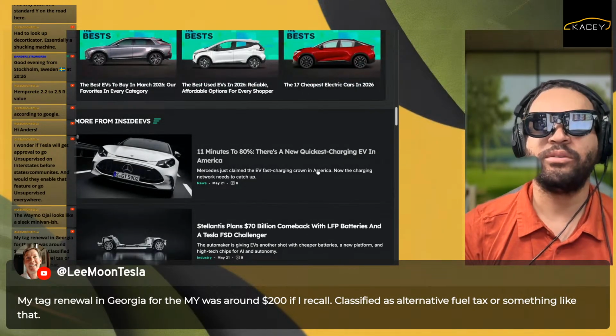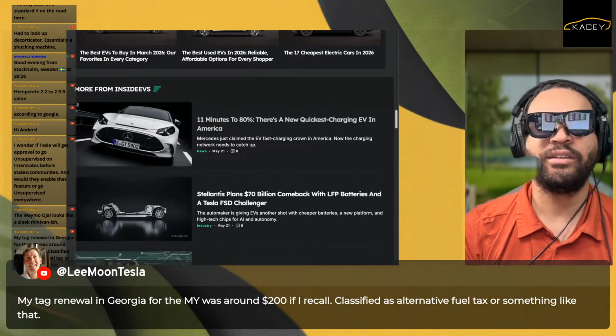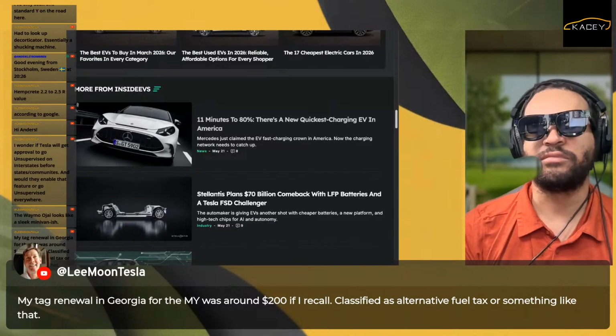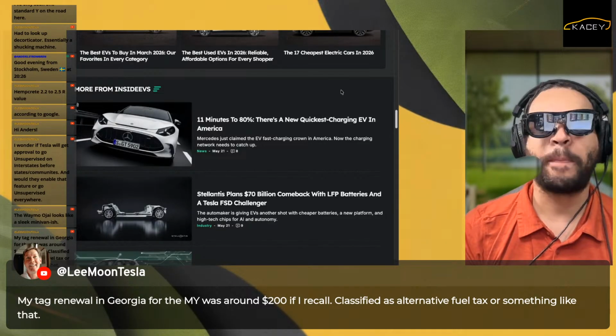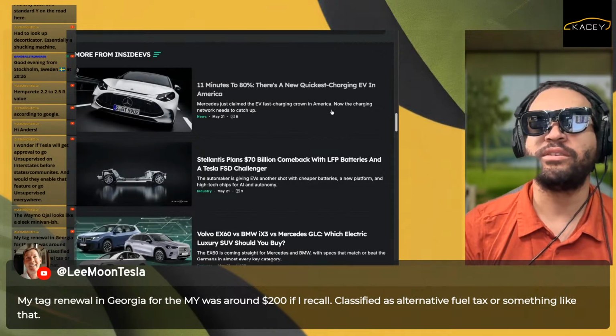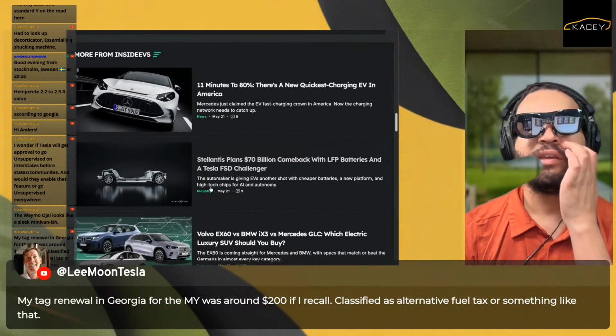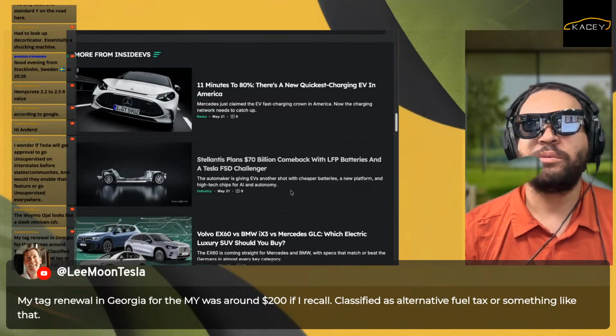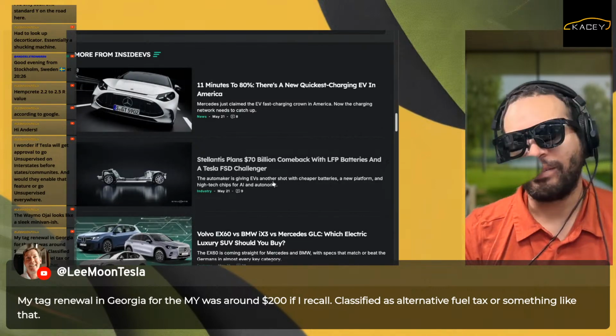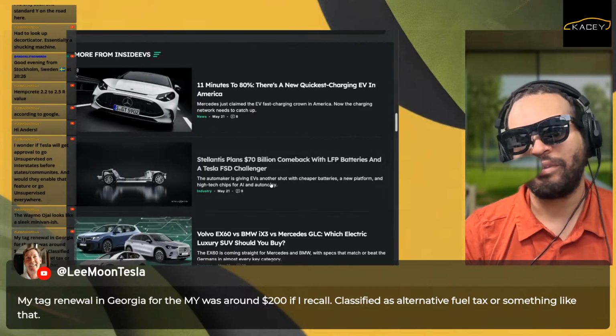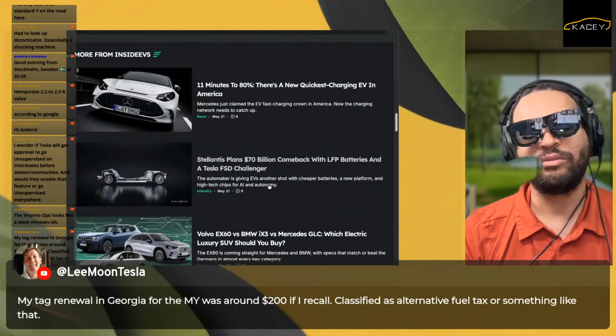11 minutes to 80%. This is the new quickest charging EV in America. They got a Mercedes in the picture. Interesting. Oh, yeah, Mercedes just claimed the EV fast charging crown in America. All right, we'll see. Stellantis plans $70 billion comeback with the LFP batteries and a Tesla FSD challenger. Stellantis, you need to survive to do any of that stuff. We'll see what you do.